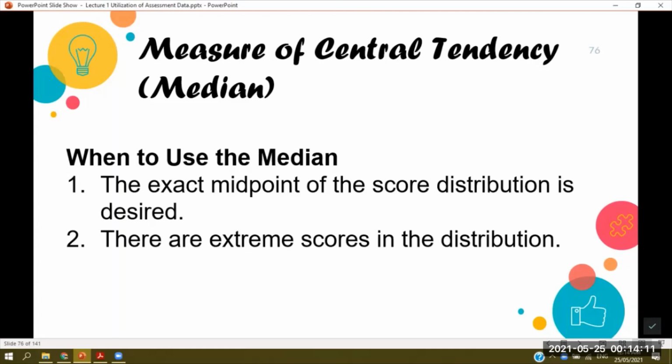I think that is it for the discussion of the median. I hope you get the process, because right after this we will be discussing the mode. And let's try to look now at the differences among the three right after we discuss. So I hope you get it.